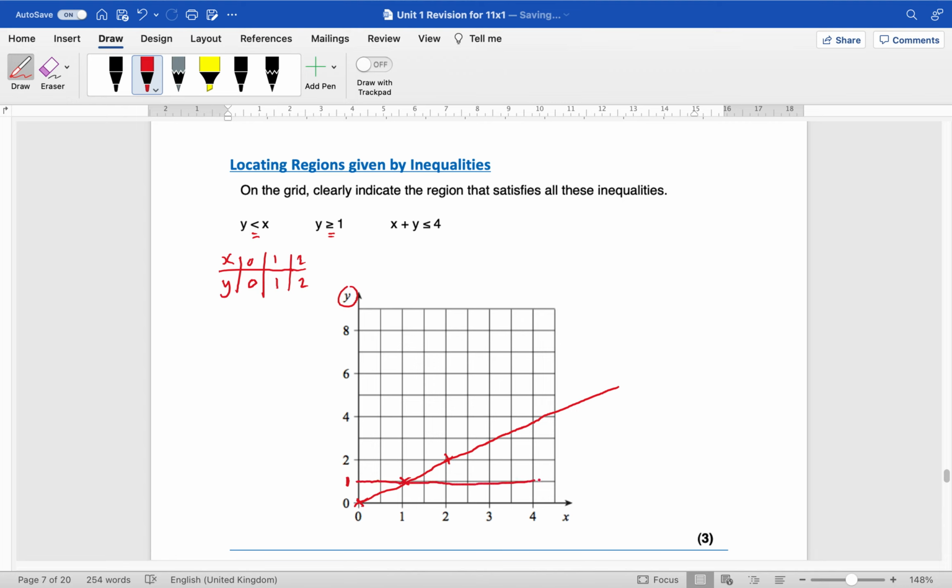Label them if you want as well. That is me drawing y equals 1. This is me drawing y equals x. And then we've got the slightly more difficult one. Let's plop some x values in: 0, 1, and 2. Never use the negative values, okay?